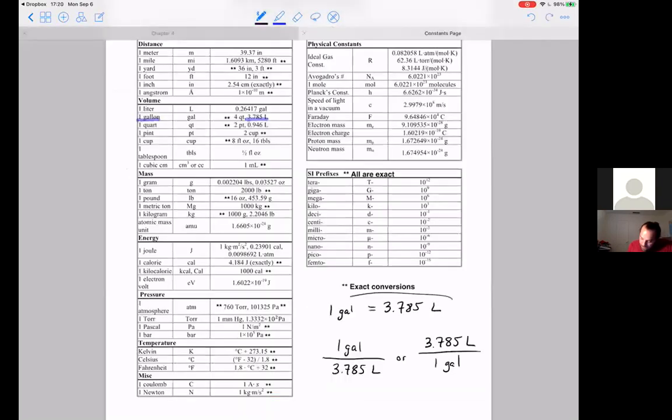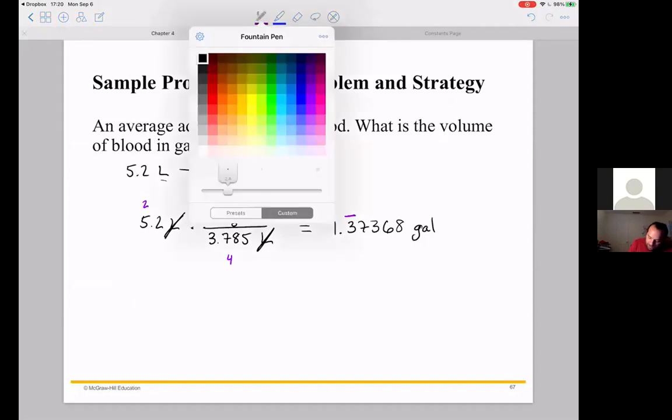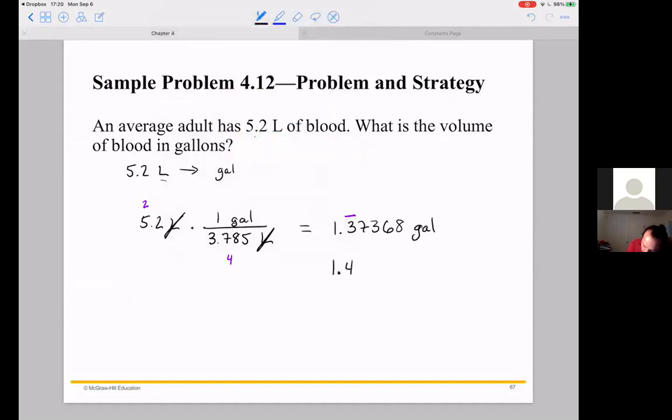This is not an exact conversion. Notice how there is not a star in this conversion factor here, so this could limit the number of sig figs. So I have to pay attention. This has 2 and this has 4, so the 2 is fewer. That means I'm going to round to this place here, so the final answer would be 1.4 gallons. That's how much blood you got.